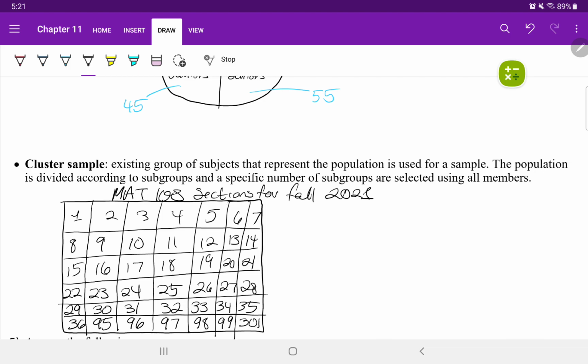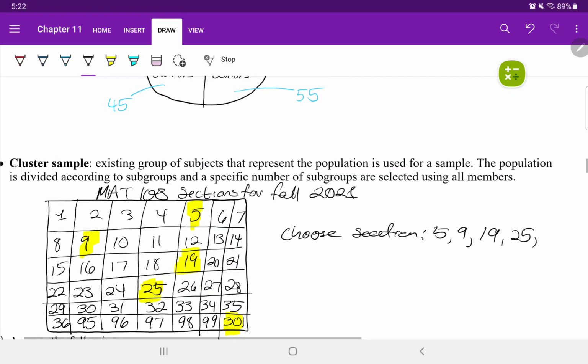At random, I'm going to choose 5 classes. So at random, I'm going to choose section 9, section 25, section 301, section 19, and for the sake of it, I'll choose section number 5. I am choosing those 5 sections at random. So we chose sections 5, 9, 19, 25, and 301.